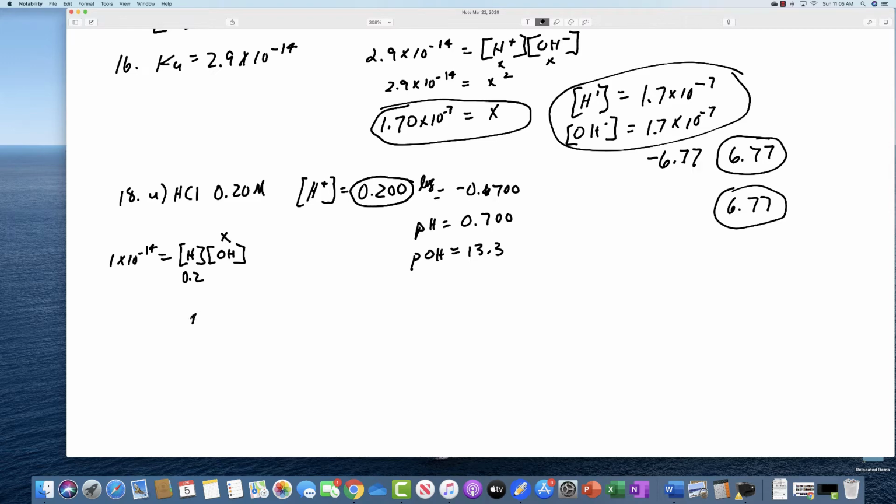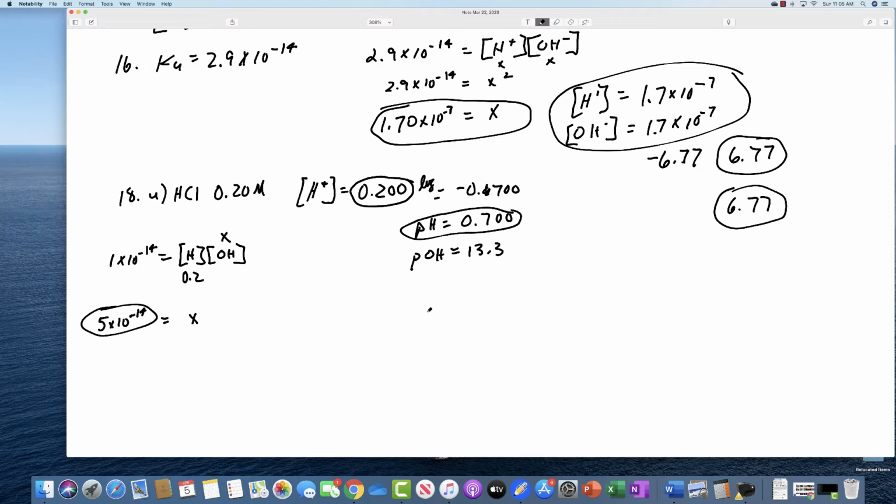And then whatever answer you get there, if you put 1 times 10 to the minus 14 and divide that by 0.2, you get 5 times 10 to the minus 14. And if you then take the negative log of that, you get, again, 13.3. So you can either subtract this from 14, or you can do this calculation and find the OH ion concentration, and if you do that, it gives you 13.3.